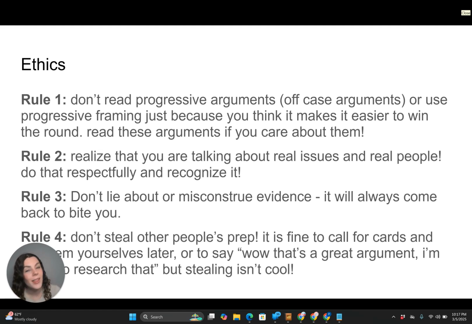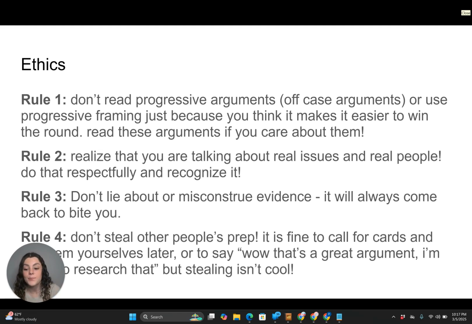Rule number 3, do not lie or misconstrue evidence. It will always come back to bite you. We kind of briefly mentioned this in my second video about cutting cards. So again, if there's a card that says religious beliefs and practices do not lead to wars, and you cut out the word not and you say religious beliefs and practices do lead to wars, that's completely misconstruing what the card was set out to say, and that's pretty much lying. You can't just cut out words that completely misconstrue the evidence.